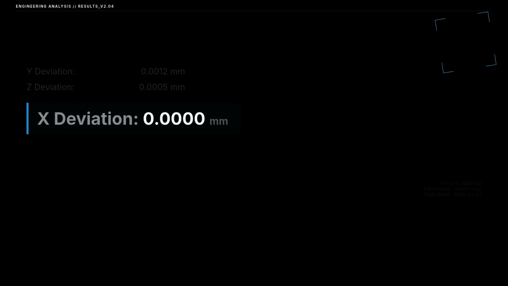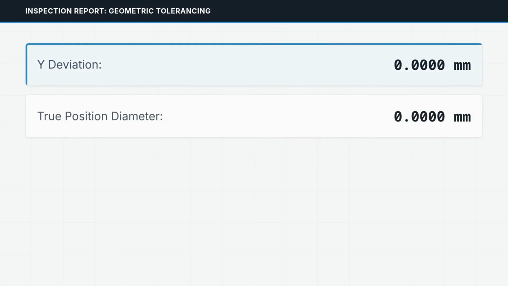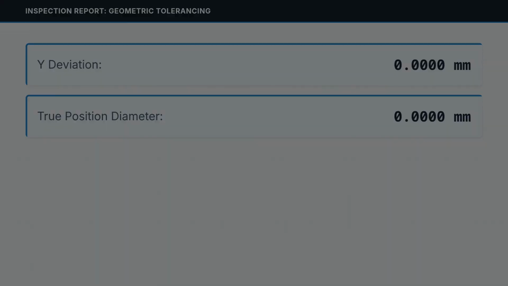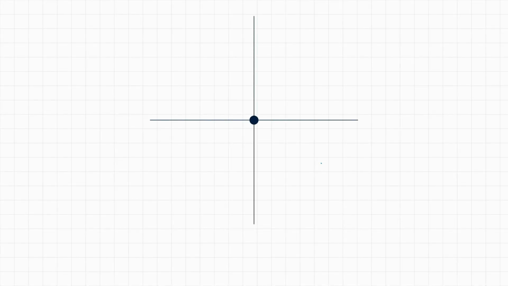The x deviation shows 0.0 thousand millimeters, meaning our actual x position matches the nominal perfectly. The y deviation also shows 0.0 thousand millimeters, indicating no deviation in the y direction. Most importantly, the true position diameter reads 0.0 thousand millimeters. This diameter represents the total positional error as a circular tolerance zone.